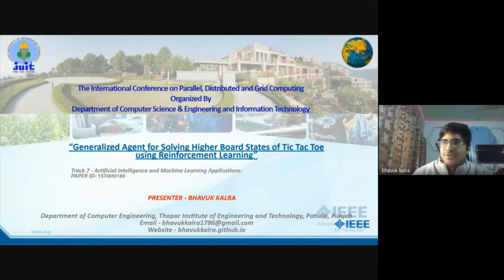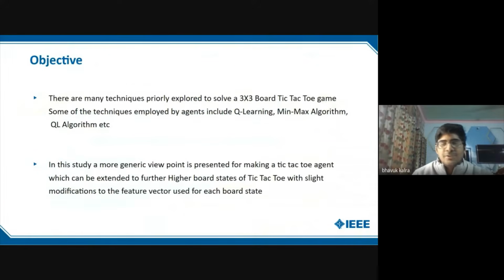So first off, thank you everyone for giving me this opportunity to present my paper titled Generalized Agent for Solving Higher Board States of Tic-Tac-Toe Using Reinforcement Learning. First off, let me cover the agenda, that is, why this paper was introduced. There are many techniques for the 3x3 board of tic-tac-toe, and some of them are listed here: Q-learning, the min-max algorithm, and others, which were implemented and explored in the past for solving 3x3 states of tic-tac-toe. But in this study, what I'm trying to explore is, can we make these studies more generic?